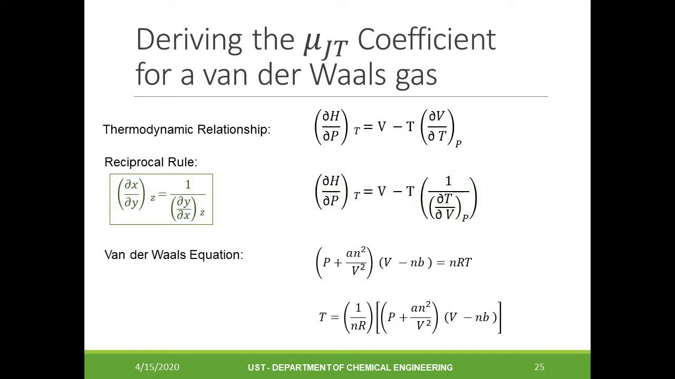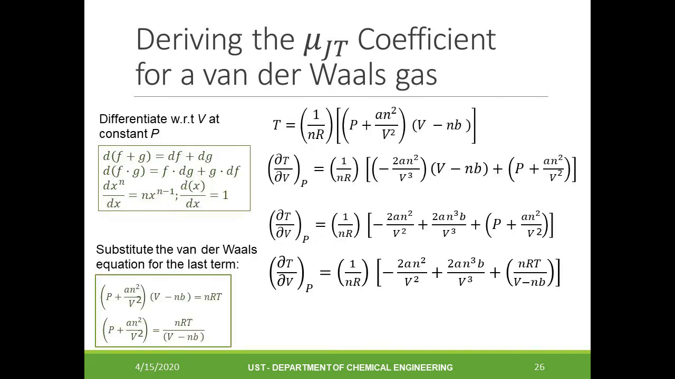Now, for real gases, we have the van der Waals equation of state, and you're all familiar with this one at this point. If we isolate and get an expression for temperature, we should be able to derive this expression. Starting from this equation, we can get the partial derivative of temperature with respect to volume at constant pressure. To do this, we will treat this term here as a constant, and we will just take the derivative of the terms inside this bracket.